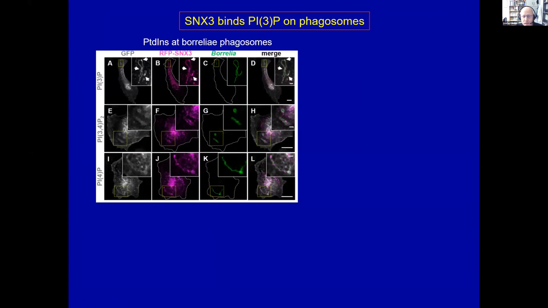So how actually does that work? Because that's been puzzling to us, because the SNCS3 actually just contains more or less the PX domain. So what does the PX domain actually bind to? And then we really looked at phospholipids at these Borrelia containing phagosomes. And here you see the Borrelia phagosomes and various phospholipids, phosphoinositol 3P, phosphoinositol 3,4P2, and phosphoinositol 4. And all of these are somehow to a certain degree enriched at these Borrelia containing phagosomes.